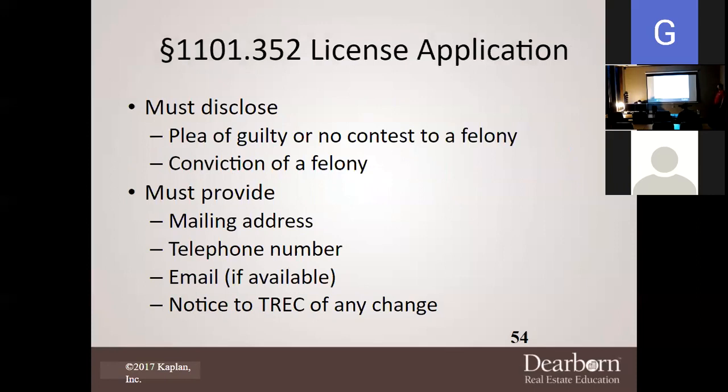Now the license application, you have to disclose. This is a must. You must disclose if you had any guilt or a no contest plea to a felony, or you were convicted of a felony. Okay, you have to. No ifs, ands, buts about it. And you must provide, these are requirements, and they will ask you on the test, mailing address, telephone number, email if you have it, which I highly recommend you put email, or you're going to be waiting in the mail for snail mail. Okay, get your email, because this is how they'll email you your license. Otherwise, you got to wait. And notify TREC of any changes. Okay, and that's normally 10 days.